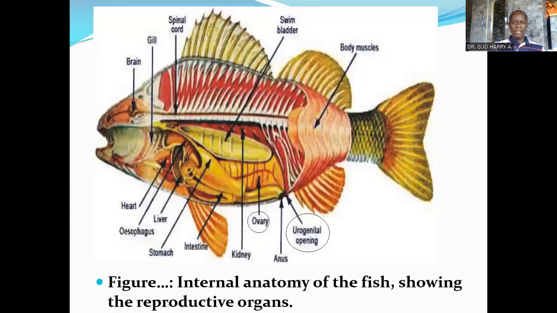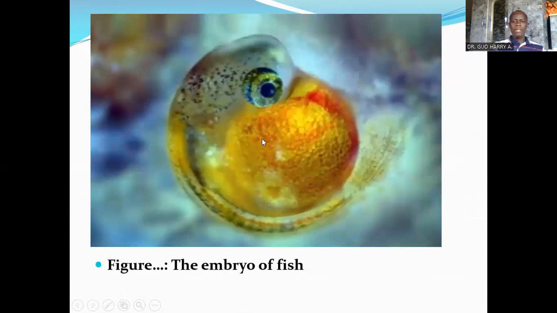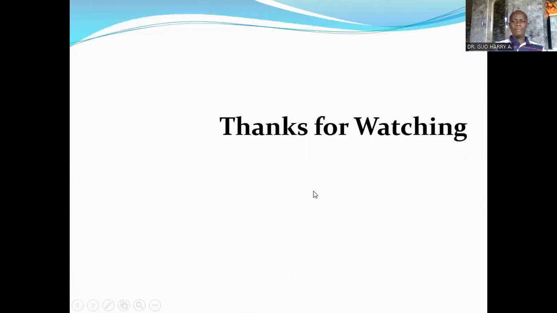Now, here is the internal anatomy of the fish that's showing the reproductive organs, the ovary and the genital opening. Now, fishes, like we said, carry out external fertilization. The male and the female swim together, and while the male releases sperm, the female releases the eggs that are fertilized externally by the sperm. And then the embryo develops within the egg and hatches as a fingerling.